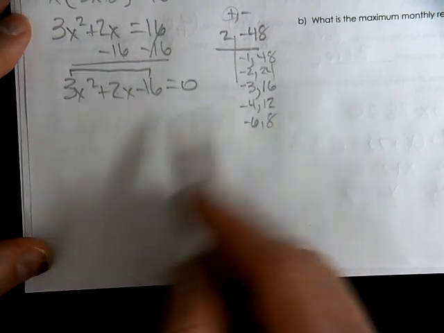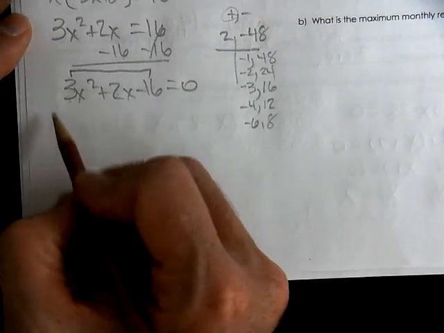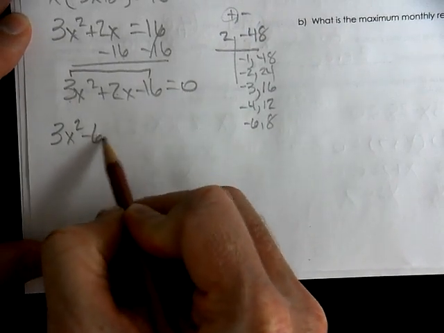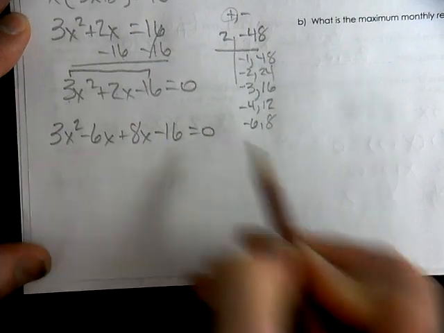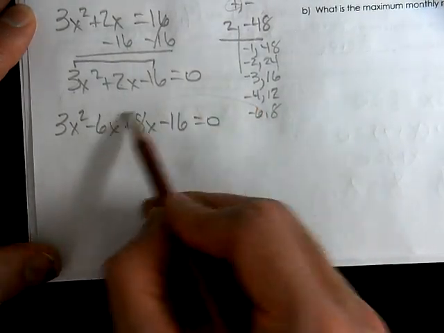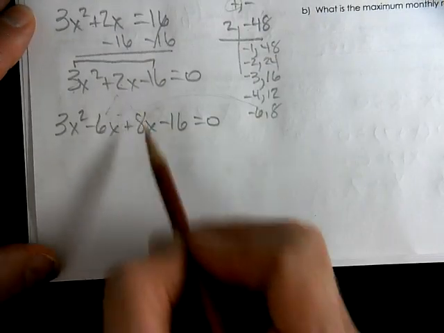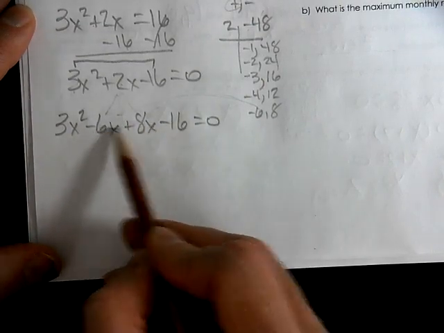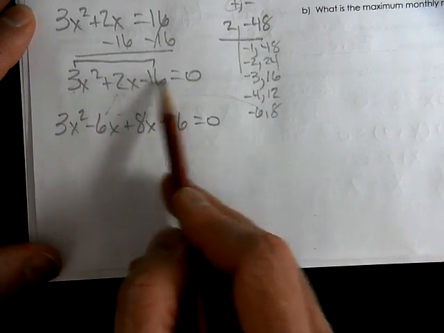Before, we just put it right into the parentheses, but because this is an a value bigger than 1, we have to do the factor by grouping. So that means I put my negative 6 and the 8 into the middle of my equation. That represents the 2. Negative 6x and 8x makes 2x. 3x squared, negative 16.